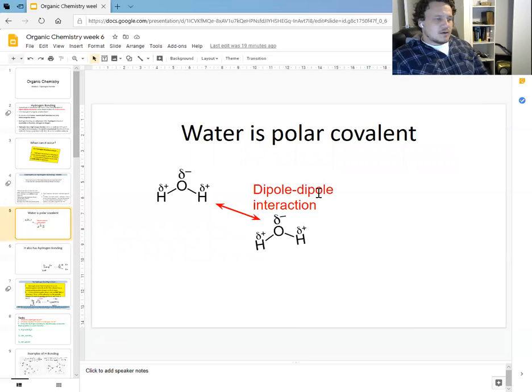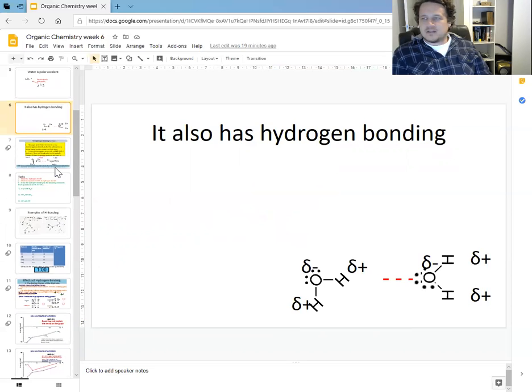But it also has hydrogen bonding. And I will talk about proteins and DNA later on, just to make it a little bit more interesting, so it's not just talking about water. But it also has hydrogen bonding, which means that these positively charged hydrogens are attracted. Well, actually, I don't know which one's attracted to which.